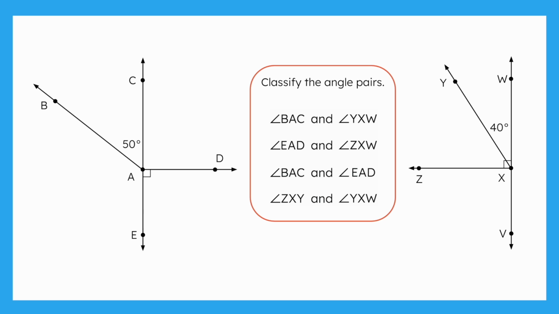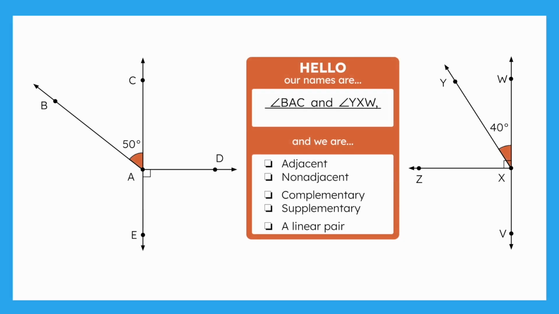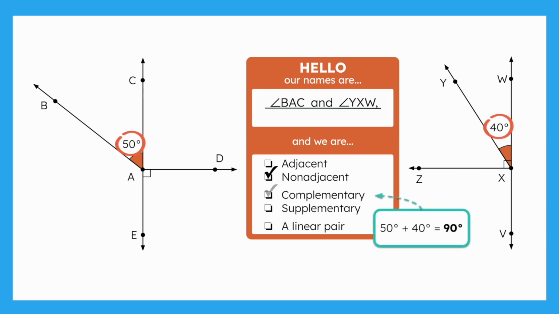Pause now and classify these angle pairs. Let's see how you did. Angle BAC and angle YXW do not share a vertex or a side, so they are non-adjacent. Angle BAC is 50 degrees and angle YXW is 40 degrees, so their sum is 90 degrees, making them complementary.